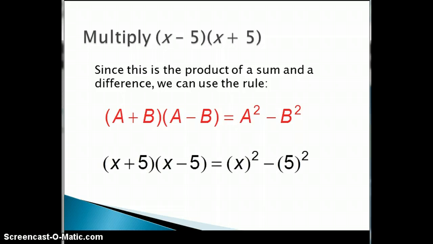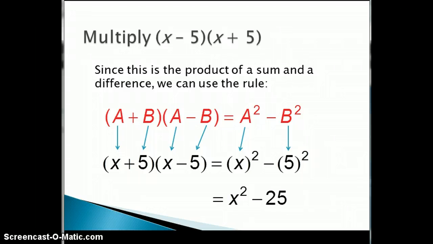So I'm going to reorder the x plus 5 and x minus 5 just so we can see how it follows the formula. Notice that our a is x, because that's the first term in both sets of parentheses, and the b is 5, since b is the second term in both sets of parentheses. So if we go to the other side of the formula, we replace all the a's with x and all the b's with 5. So we have x squared as our first term, minus 5 squared as the second term. So we end up with x squared minus 25 when we simplify.